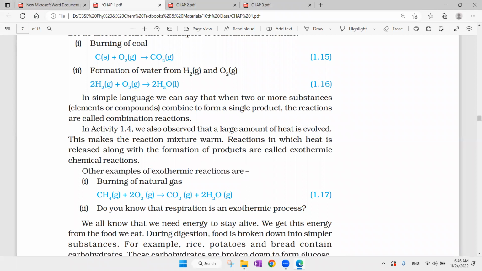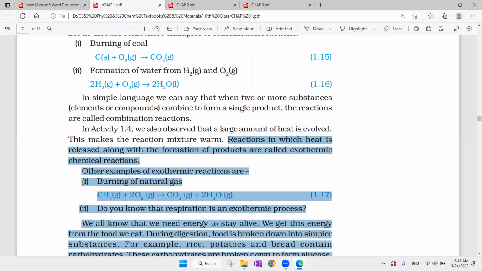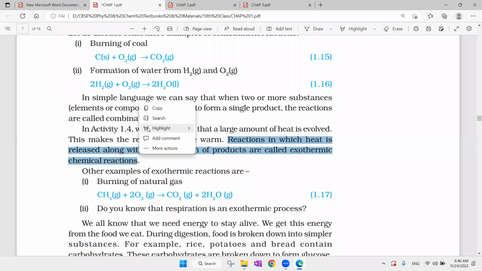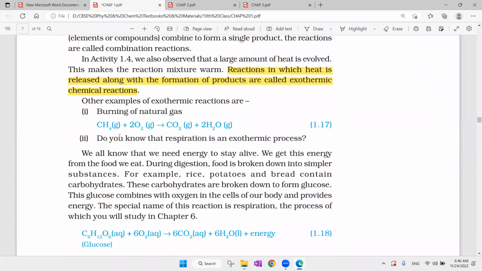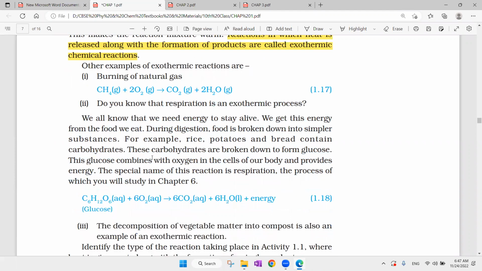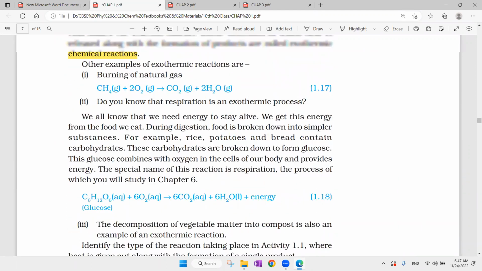Exothermic reactions are reactions in which heat is released along with the formation of products. So along with the product, if heat energy is released, it is exothermic. Here methane plus oxygen gives rise to carbon dioxide and water as well as heat. Do you know respiration is an exothermic process? Why? There are many questions you can observe in the board examination also. They ask why respiration is called exothermic. It is there on page number 7, in this paragraph.